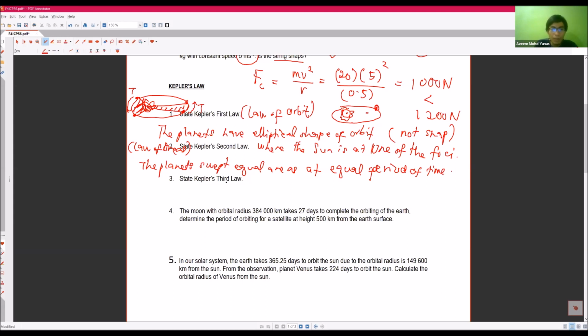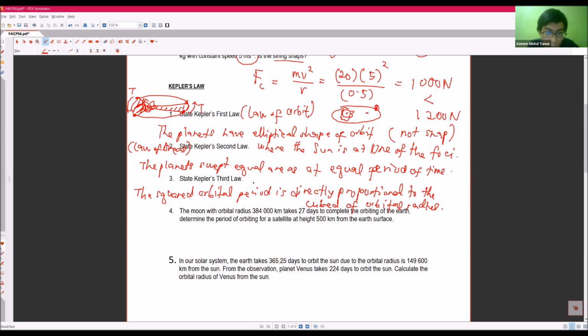Okay, state Kepler's third law. Kepler's third law has a formula. Basically, it says that the square of the orbital period is directly proportional to the cube of the orbital radius. Kepler's third law is also known as the law of period. The square of the orbital period is directly proportional to the cube of the orbital radius.